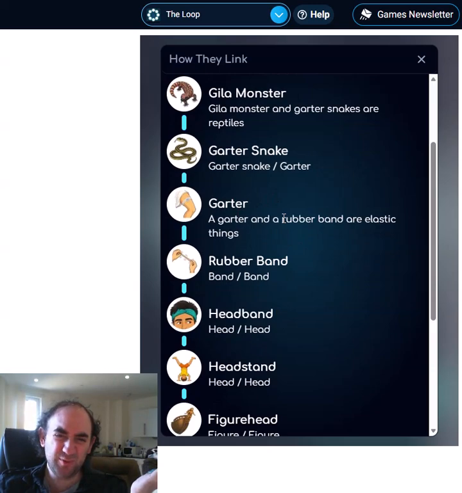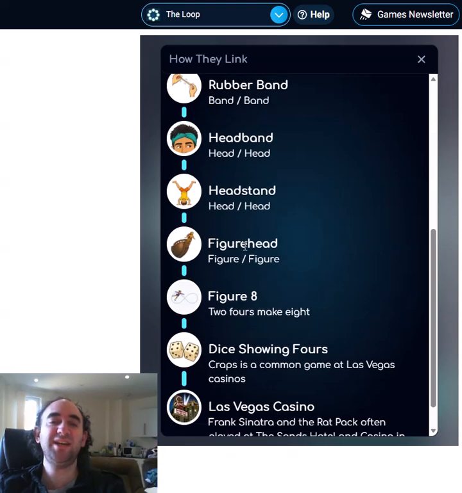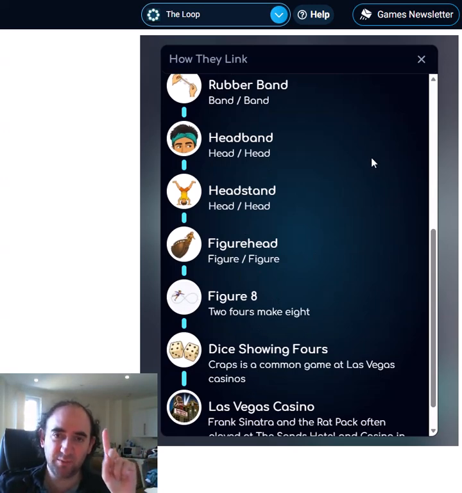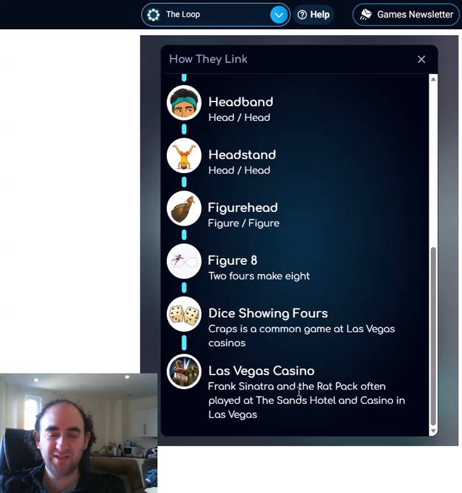Those are both elastic. We sort of worked that out. Band and head and figurehead. Oh, figurehead and figure of 8. I called it a masthead, didn't I? That's why I didn't get that connection. The connections at the top, I would never have got. This connection I could have got. I should have perhaps worked out it was called a figurehead as well as a masthead. And then yeah, 2 4s make 8, and then craps is a common game at the Las Vegas casino. Again, I probably should have worked out earlier that the dice would go next to the casino. I was just focused on the rat part. That's why I kept putting it next to the lizards.